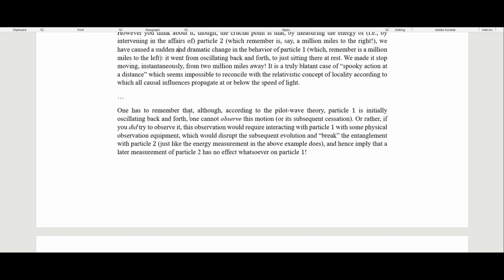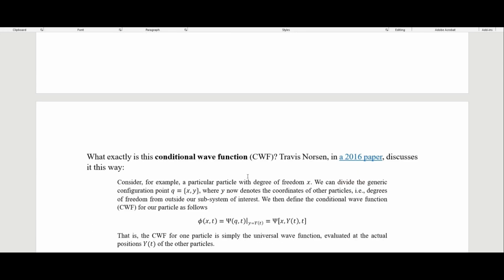Then he says one has to remember that, although according to the pilot wave theory, particle 1 is initially oscillating back and forth, one cannot observe this motion or its subsequent cessation. Or rather, if you did try to observe it, this observation would require interacting with particle 1 with some physical observation equipment, which would disrupt the subsequent evolution and break the entanglement with particle 2, just like the energy measurement in the above example does, and hence imply that a later measurement of particle 2 has no effect whatsoever on particle 1.